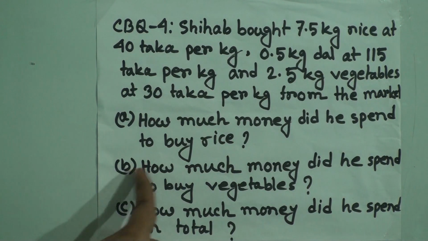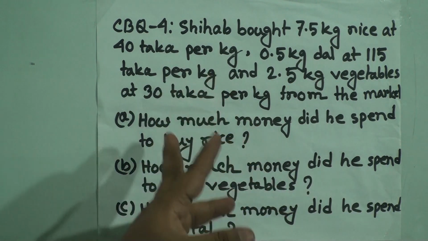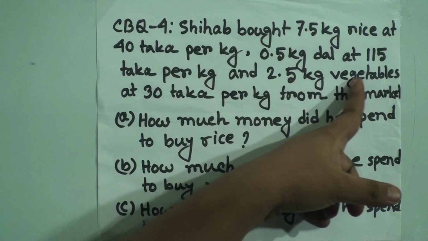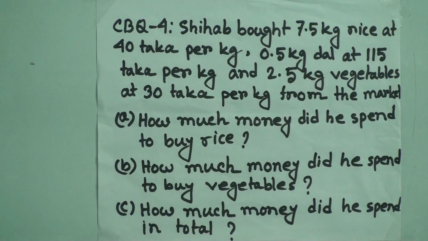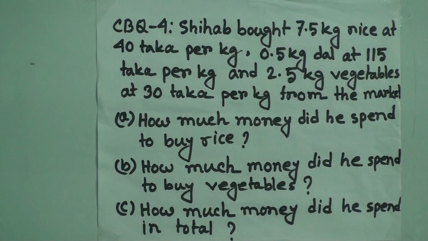Okay, question number B. How much money did he spend to buy vegetables? Just like question number A. Notice he bought 2.5 kg vegetables and what is the rate? The rate is 30 taka per kg. That means from this information we can write the price of 1 kg vegetables is 30 taka. So the price of 2.5 kg vegetables is how much taka? We do multiplication and we get the answer of question number B.